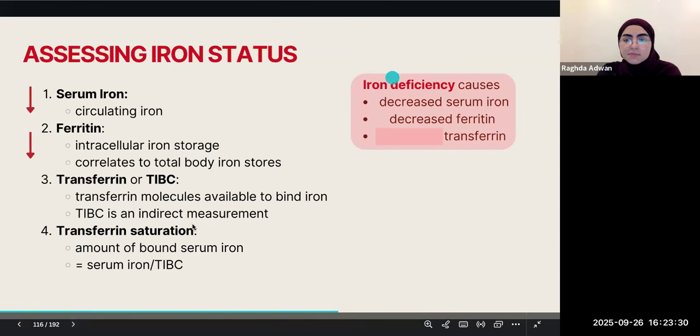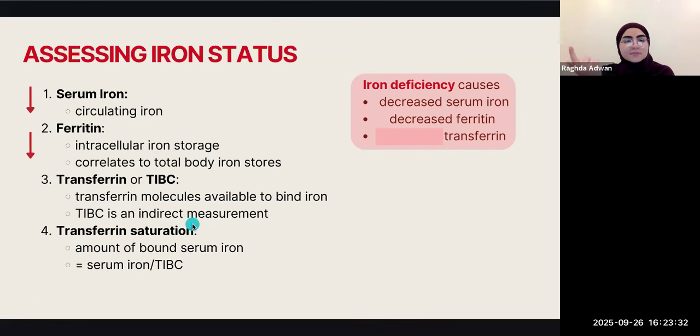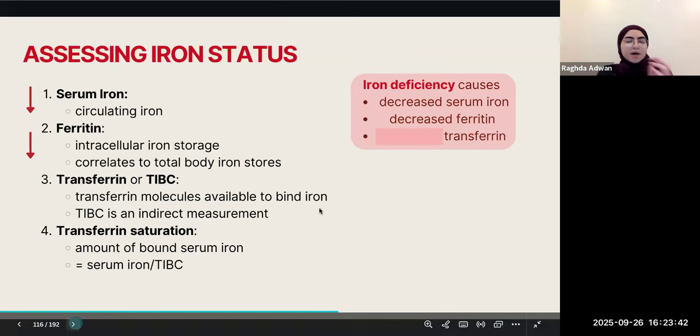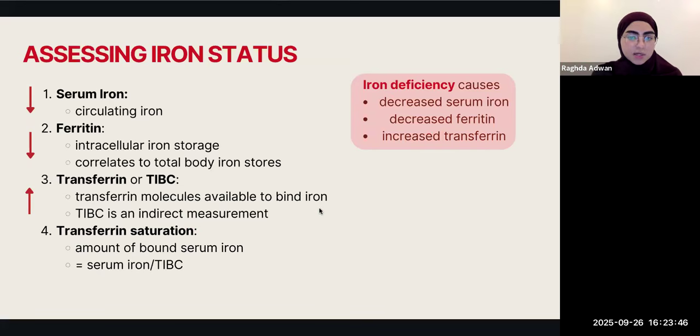Exactly. Now, what about transferrin? Increase. Great job, guys. It will increase. Why? Because the body is going to go and try to look for more iron to carry and transport in our body. It's going to start making more transferrin, and the transferrin itself is empty. It's not bound to anything. So transferrin itself is going to increase because it's not binding iron. It's just looking for the iron to bind.